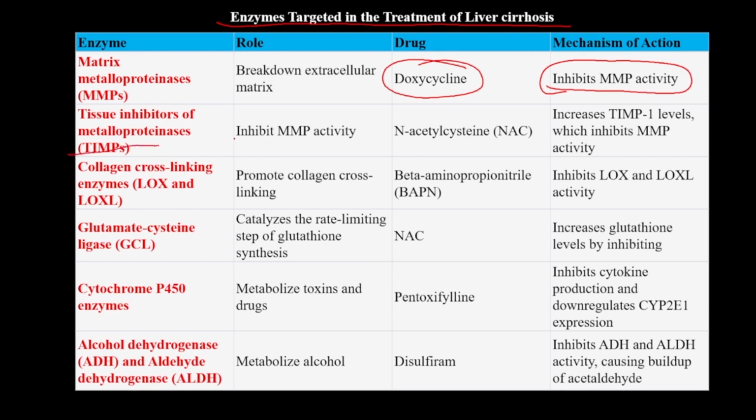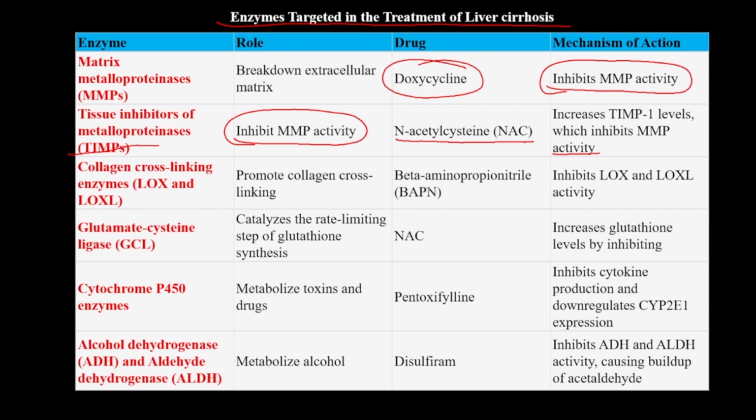Then we have the TIMPs. TIMPs are the enzymes which inhibit the MMP activity. So you can use N-acetylcysteine, NAC, and it increases the TIMP level, which inhibits the MMP activity. Then you have the collagen cross-linking enzymes, LOX and LOXL, which promote the collagen cross-linking.